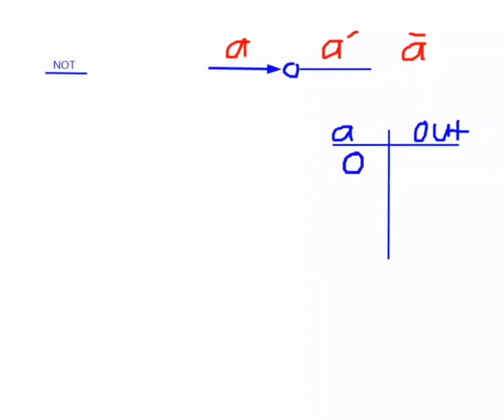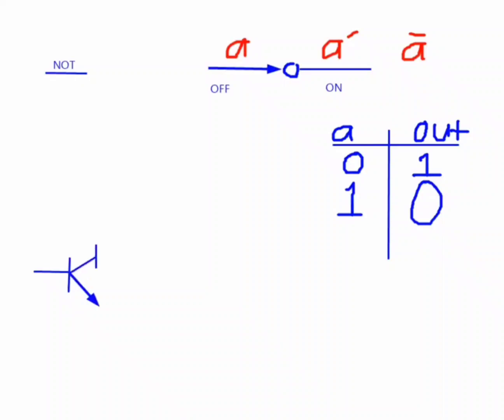If the input has a value of 0, the output will be 1. And if the input has a value of 1, the output will be 0. It's always gonna be the opposite. If the input is in the off state, the output will be in the on state.